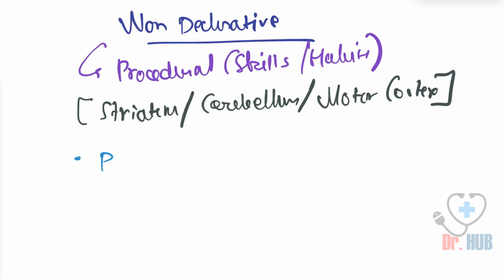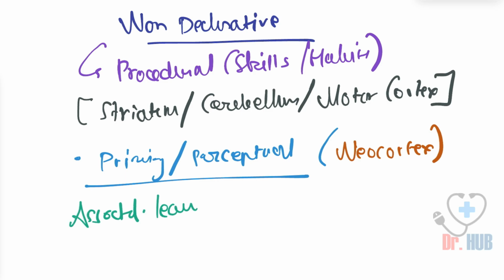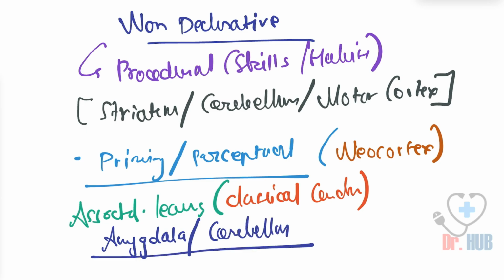Then we move on to the priming, priming as well as the perceptual. In such a case of memory, what is involved is the neocortex. Then we look at the associative learning. Associative learning is nothing but the classical conditioning. This involves the amygdala as well as the cerebellum.